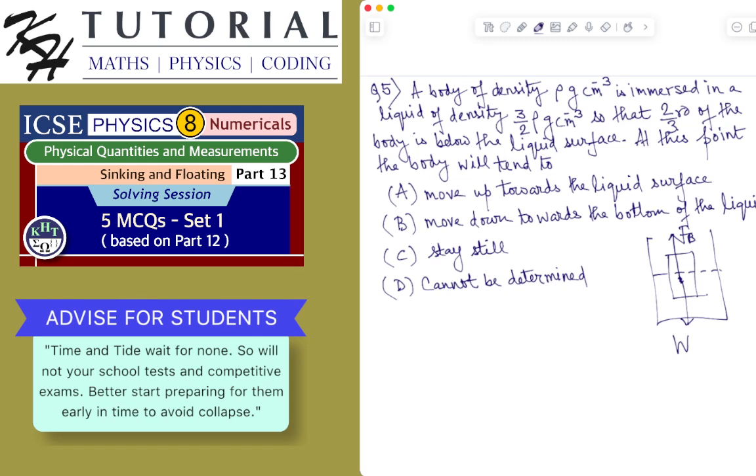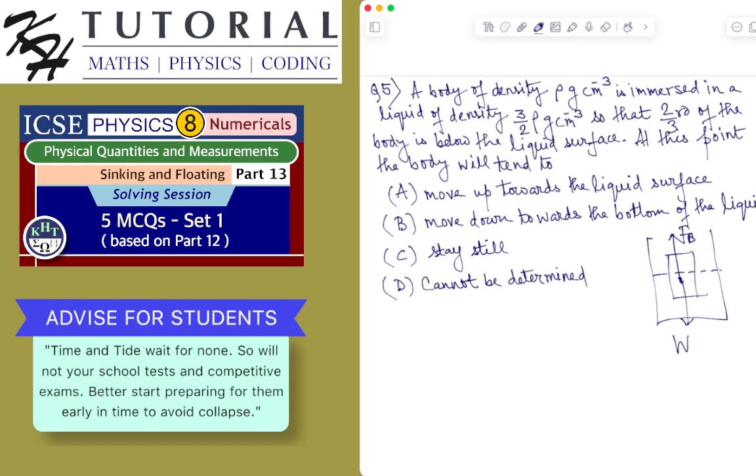If FB is greater, then the net force will be upwards, and then the body will tend to move up. If W is more, then the net force W minus FB will be downwards. So the body will tend to move down. And if W is equal to FB, then the net force is zero, the body will not move, it will stay still, which is the case of floating.